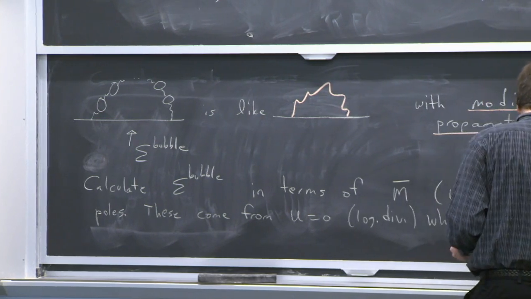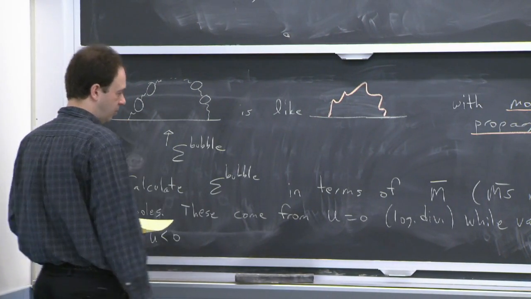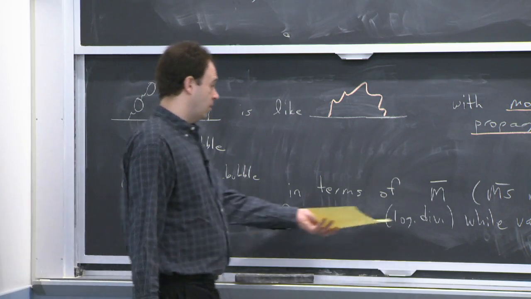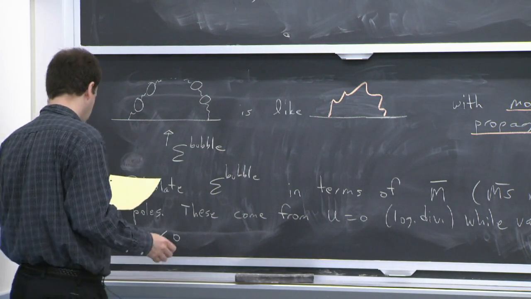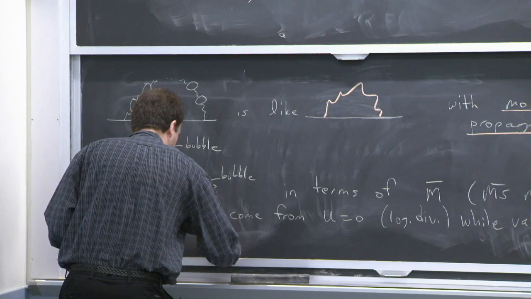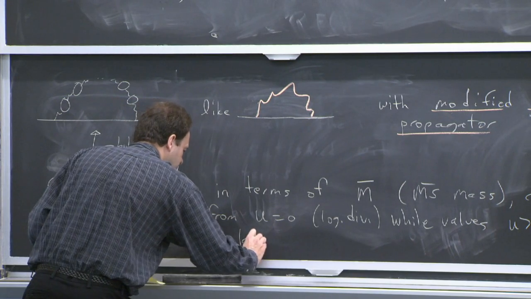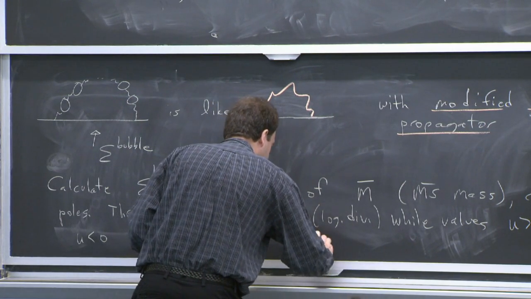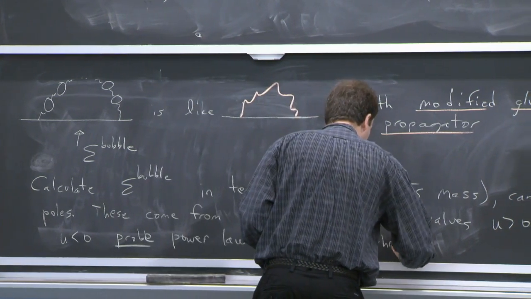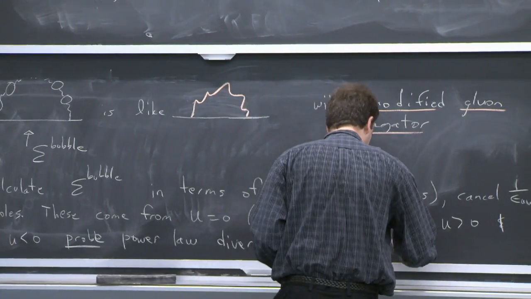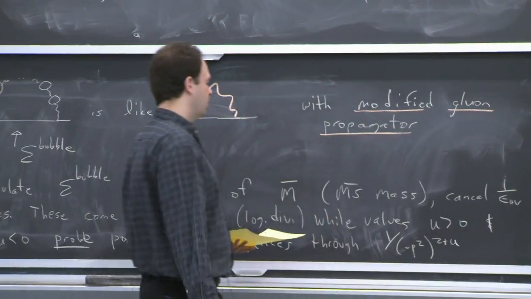And if you think about what we want to do in order to look for poles, so u equals 0 is actually related to the ultraviolet divergence. While values u greater than 0 and u less than 0, those are probing these poles that are off the axis in the Borel plane. And it's those power law divergences that are probing for renormalons. And we'll see that they lead to poles in the Borel plane through this modified propagator.